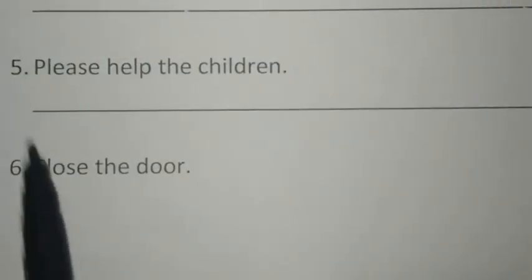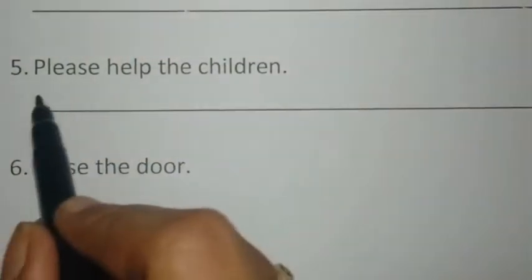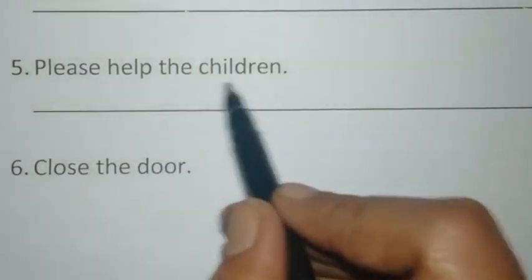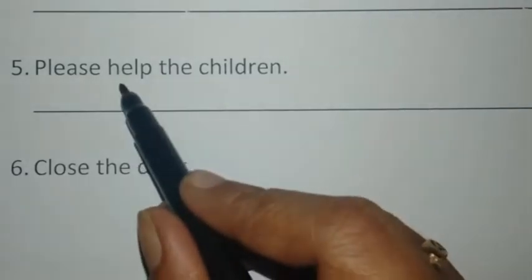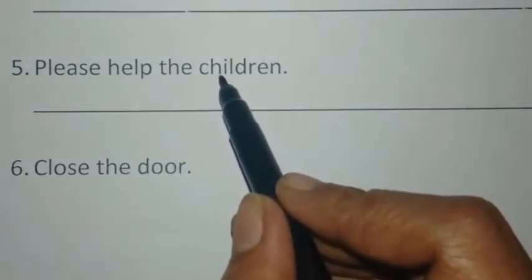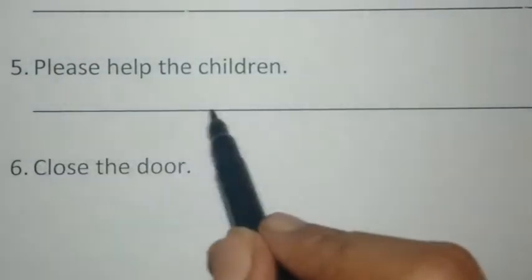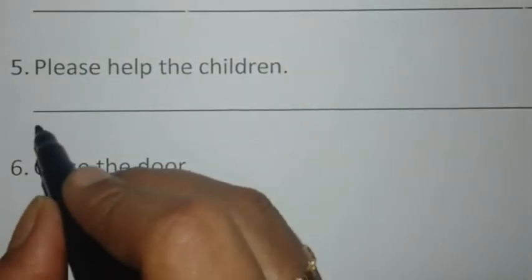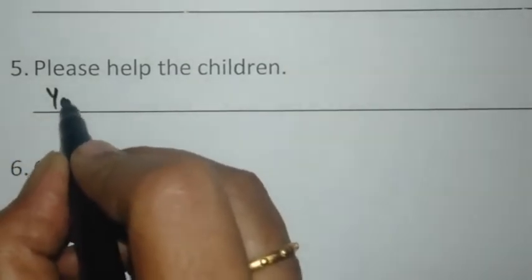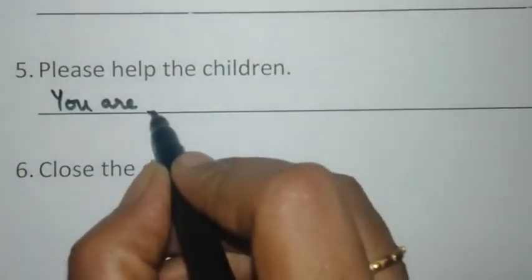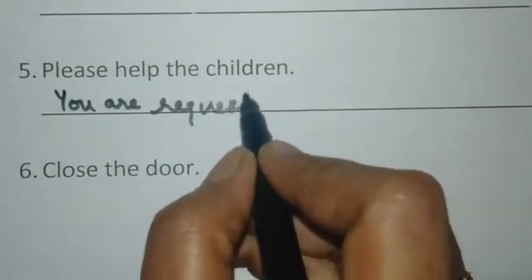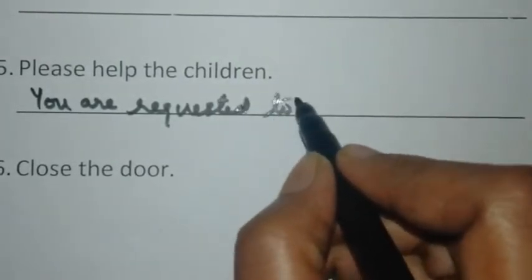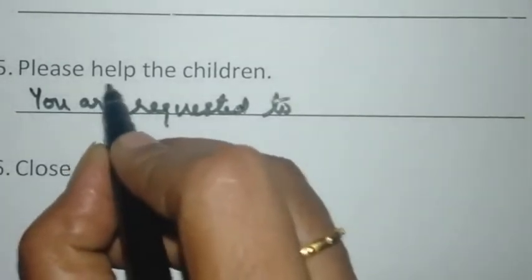Fifth one, students, please help the children. Please is what? Request expression. Help is a verb 1. The children is the object. Though we have verb and object, we need not start the sentence with the let because we have please. So we can start the sentence with you are requested. So we can write you are requested to. Then we have to write the remaining part of the verb, that is help the children.